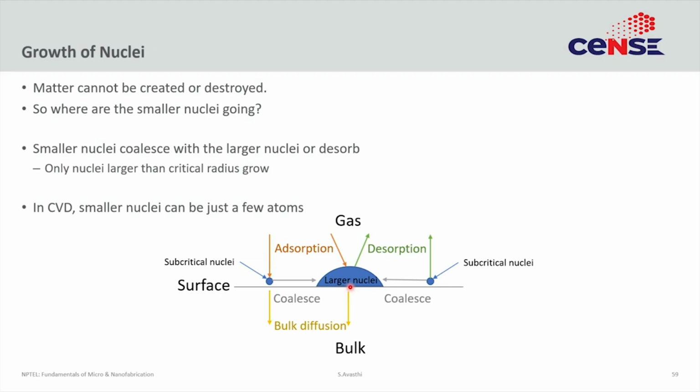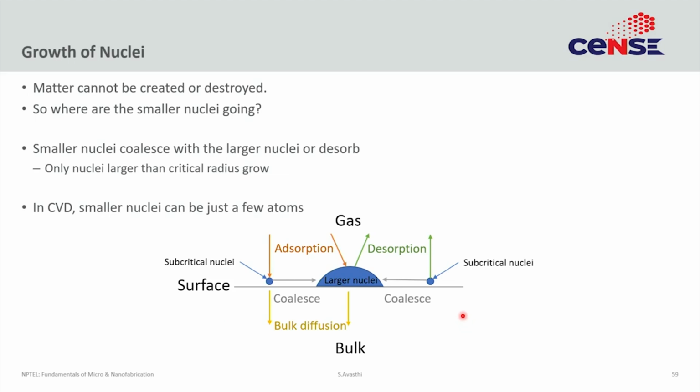In CVD, when we say small nuclei, that small nuclei may be just a few atoms, right. So, yeah, just to clarify. The other thing that can happen to these nuclei is that they can do bulk diffusion, right. So, if you, for example, are depositing phosphor, if you have phosphine in your precursor, for some reason that phosphine might start diffusing into silicon, so that can also occur. So, there are several things that can occur to this nuclei.